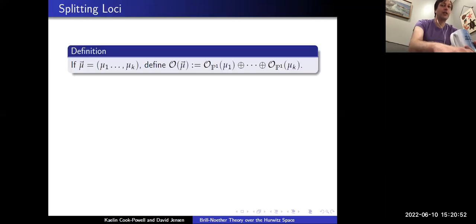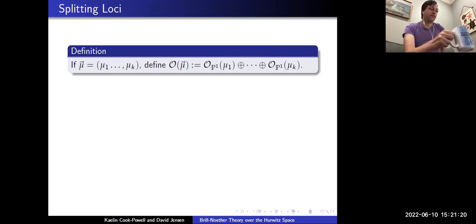Okay, so the key idea is really these splitting loci. In this setting where your curve is a degree K cover of P1, the varieties WRD are not really the right thing to look at, and I want to explain. So first, I want to give just a bit of notation.